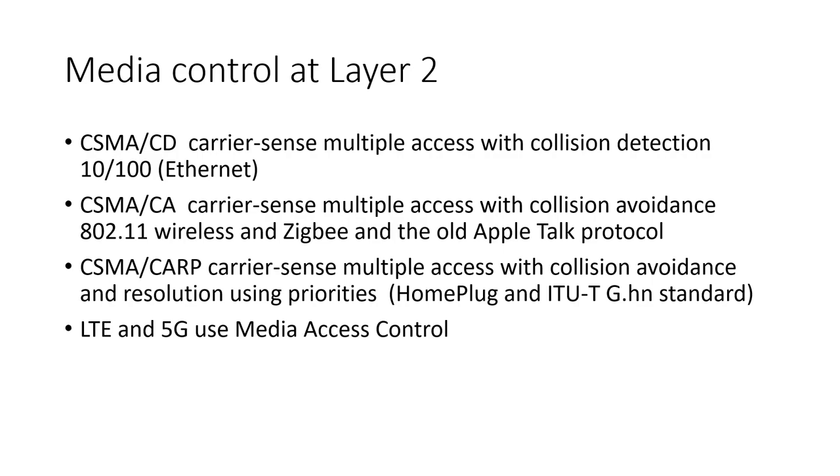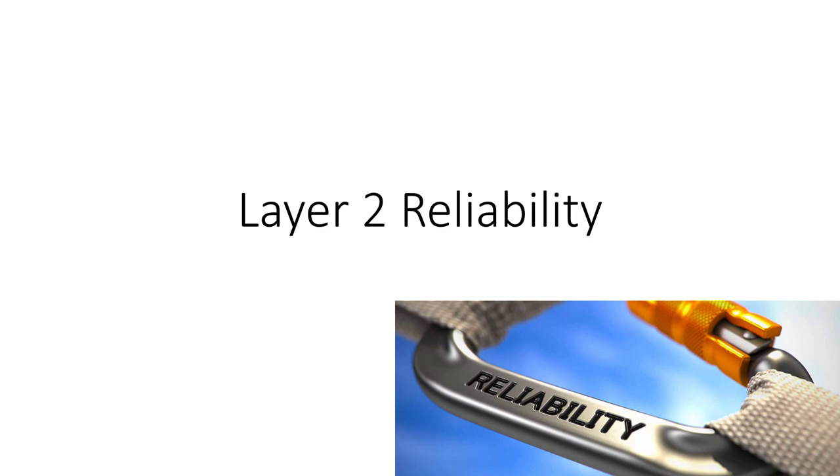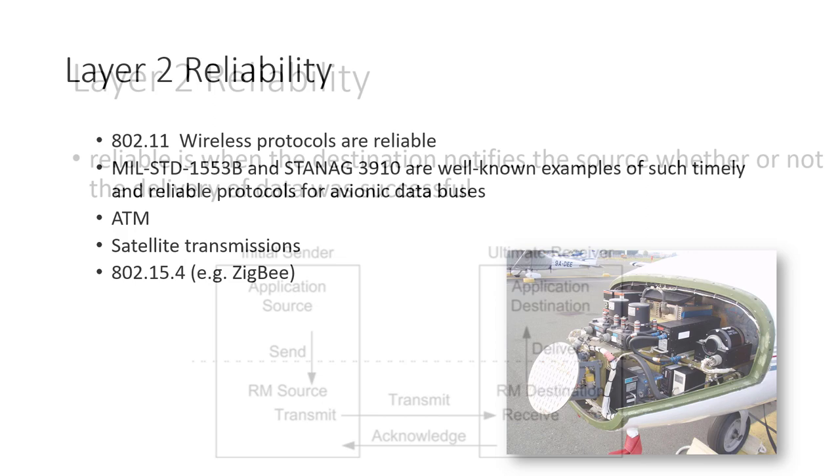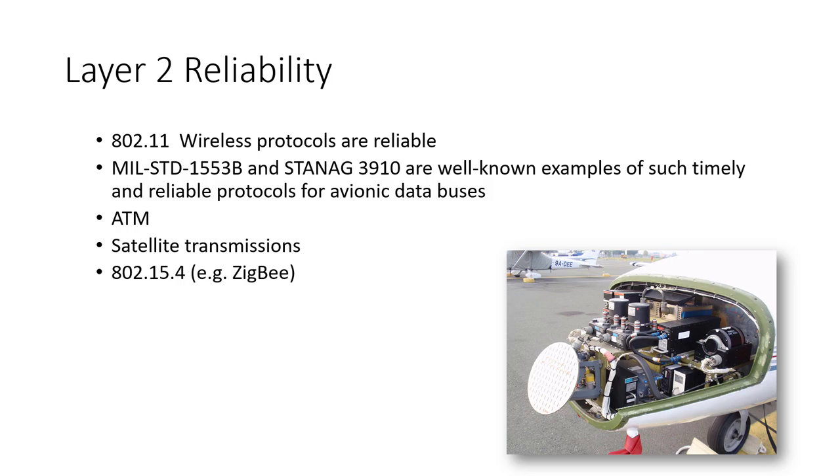Some of our layer 2 protocols require reliability. Reliability is where the destination notifies the source whether or not the delivery of data was successful. 802.11, the wireless protocol, is a reliable layer 2 protocol. It does that. The MIL-STD-1553B standard is a well-known example of reliable protocols used in avionics data buses. ATM, satellite transmission, and Zigbee all use reliability at layer 2.